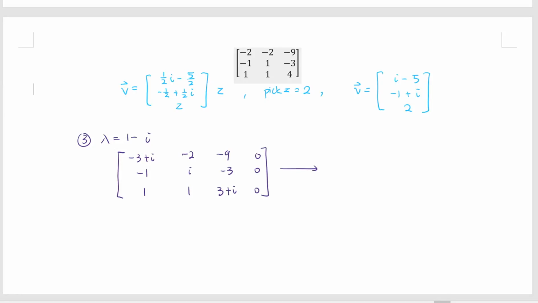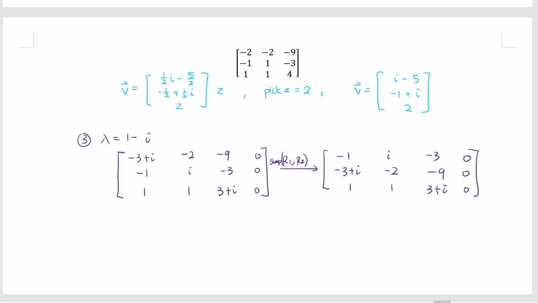Okay, so let's swap row 1 and row 2. So what do we get? Negative 1, I, negative 3, 0. Negative 3 plus I, negative 2, negative 9, 0. 1, 1, 3 plus I, 0.